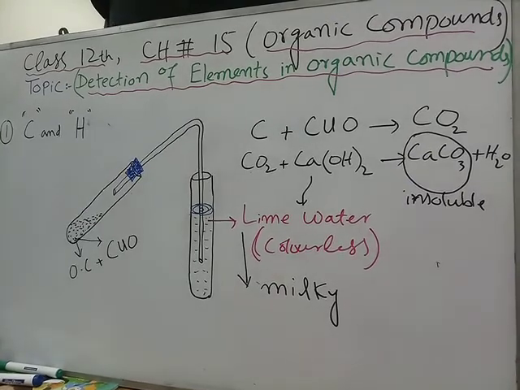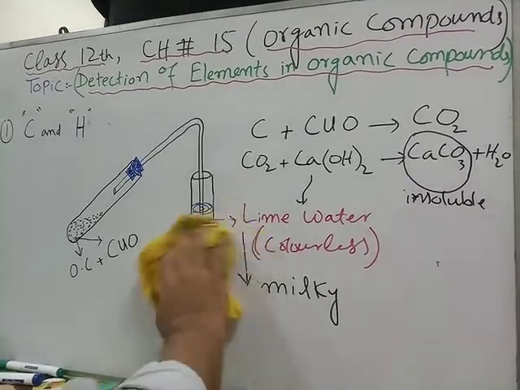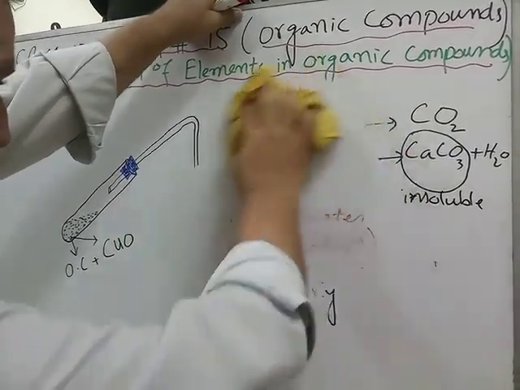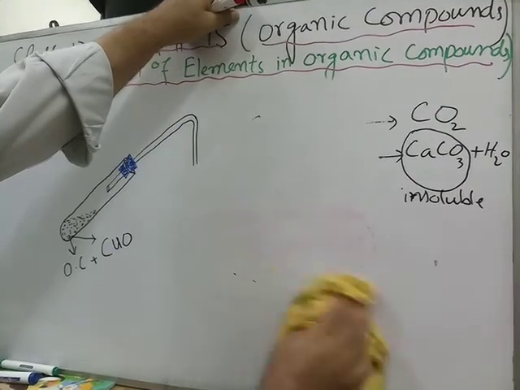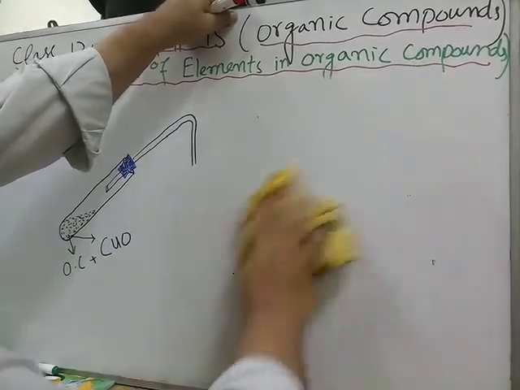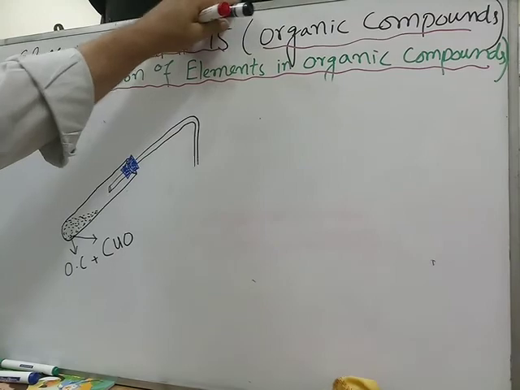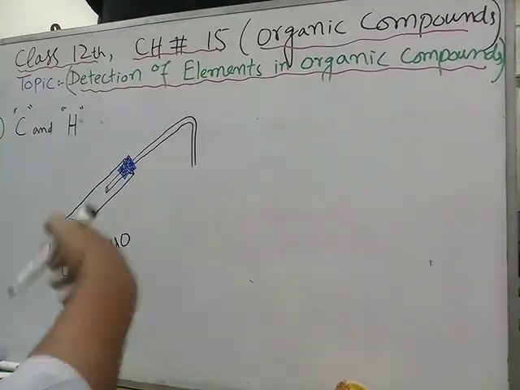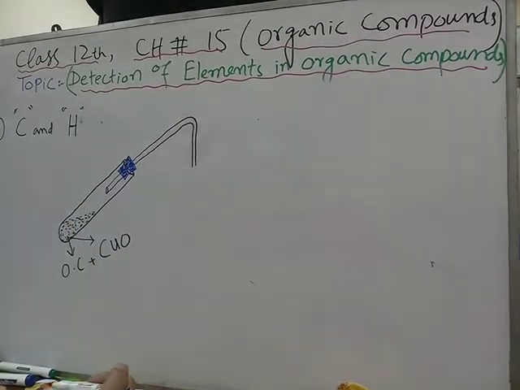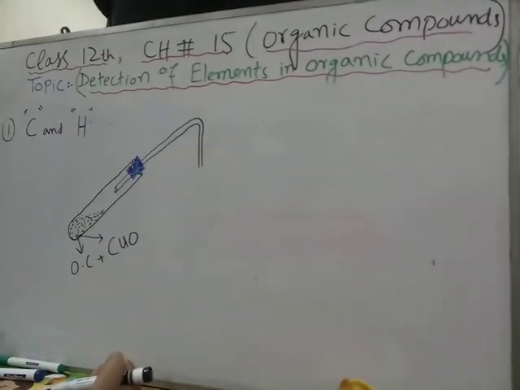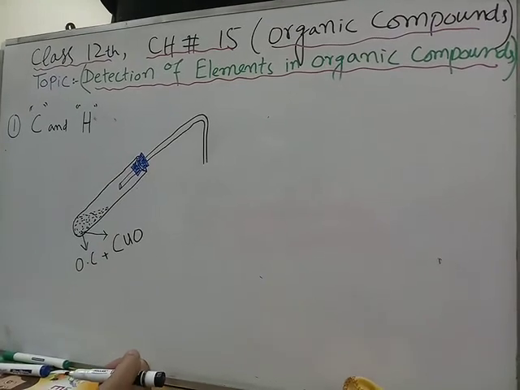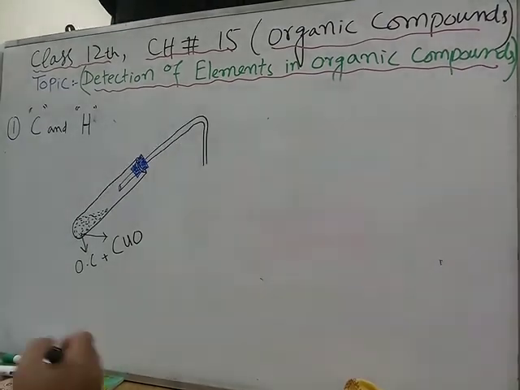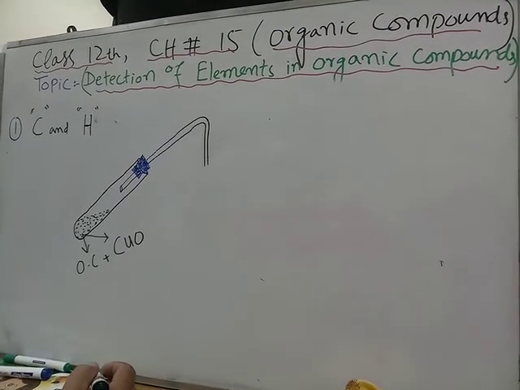So how to detect the hydrogen? Let us take, for example, hydrogen here, which is oxidized by the copper oxide. It provides oxygen to hydrogen. So water is produced. Water is the product produced by the reaction of copper oxide with the hydrogen.